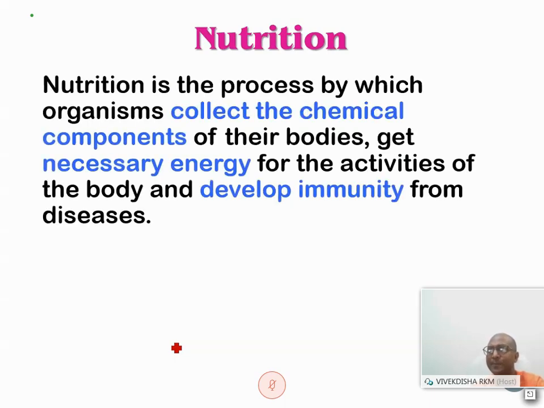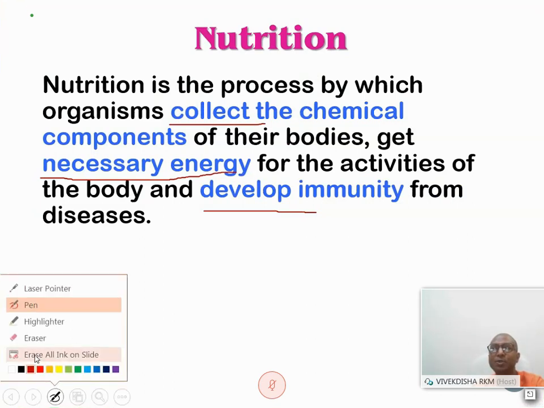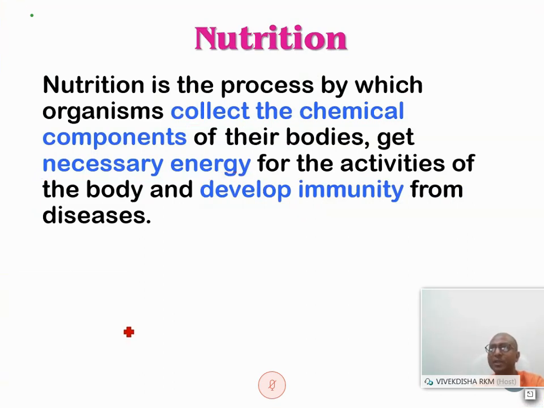So nutrition is the process, three things are there, which helps in collection of chemical components for the body. It will provide necessary energy for different activities and develop immunity for the body. Before getting disease, generally bodies try to protect themselves, developing immunity. So write this definition. This is known as nutrition.